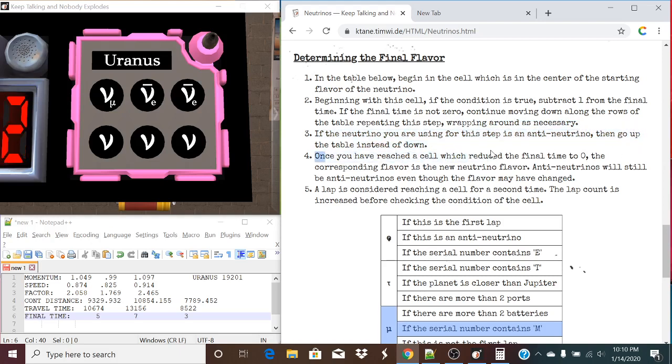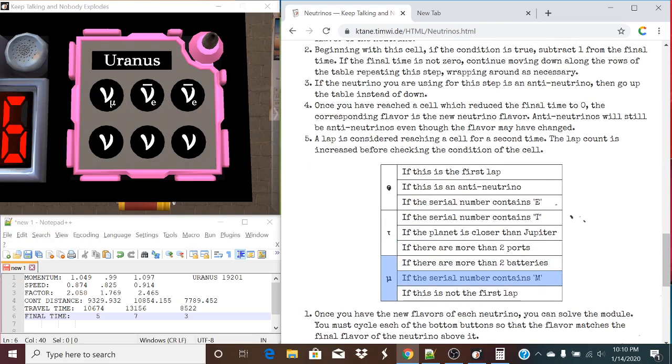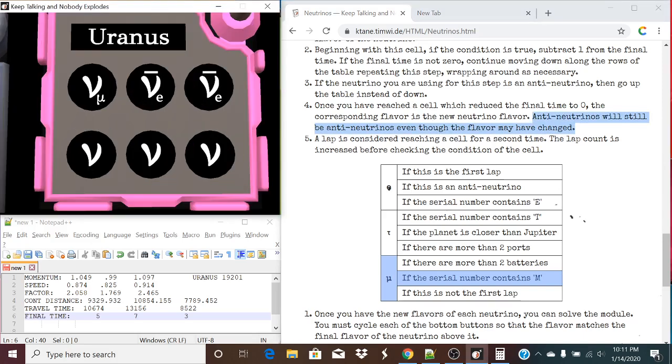Once you have reached the cell which reduced the final time to 0, the corresponding flavor in that cell will be the new neutrino flavor. Antineutrinos will still be antineutrinos even though the flavor may have changed. So the way you'll know you got your answer wrong is if you submit an antineutrino in a regular neutrino form. That's important to pay attention to.